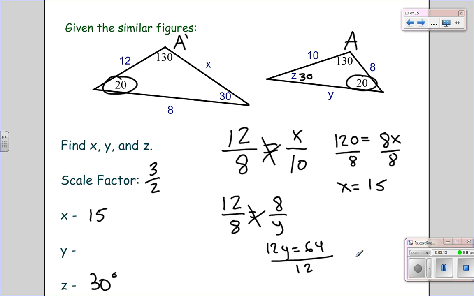Divided by 12, so y equals, let's see here. If you type in 64 divided by 12 in your calculator, and you hit math enter, of course, you get 16 over 3. Remember, your calculator will reduce that fraction for you. So 16 over 3.